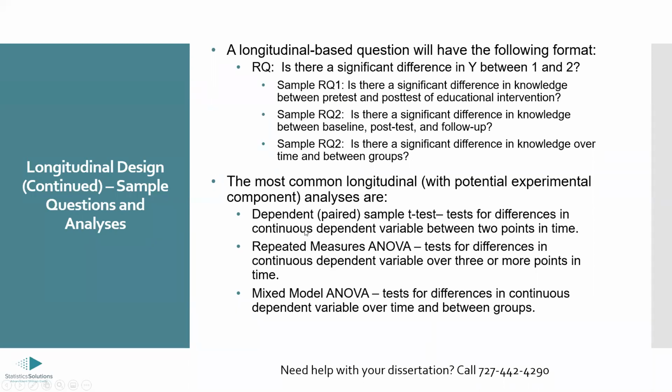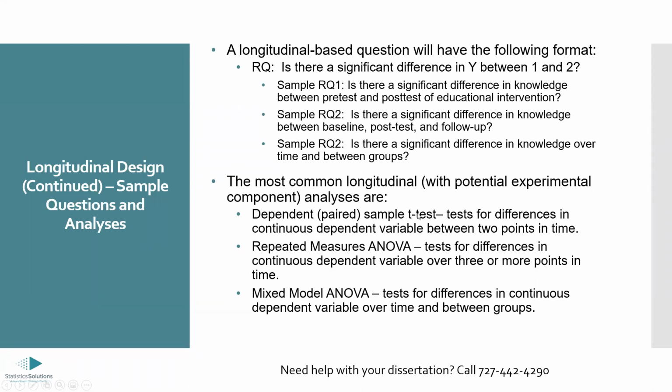We can extend on that by adding another time point. So say you have baseline, post-test, and then at some point in the future, you do a follow-up with the same people and the same questionnaire, or the same survey. So knowledge at baseline, knowledge at post-test, knowledge at follow-up for the same sample. That's when you do a repeated measures ANOVA. So that's used when you have 3 or more points in time.